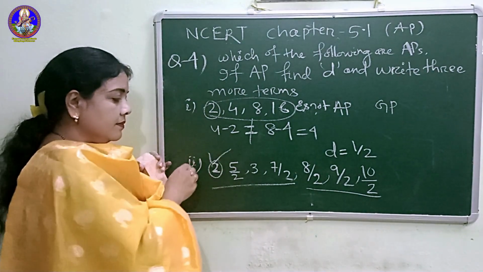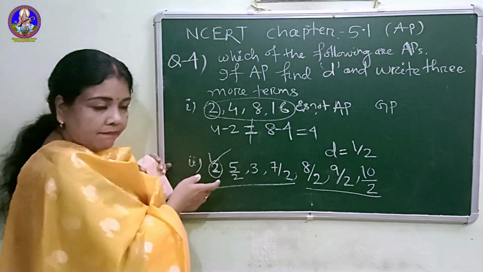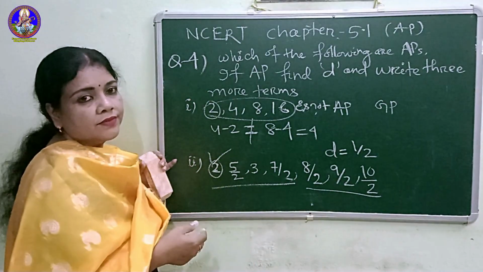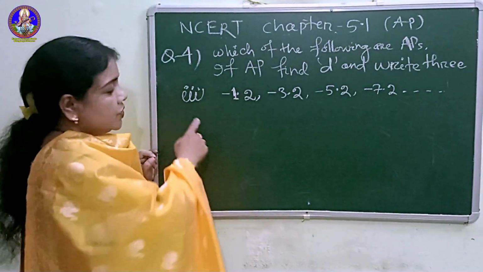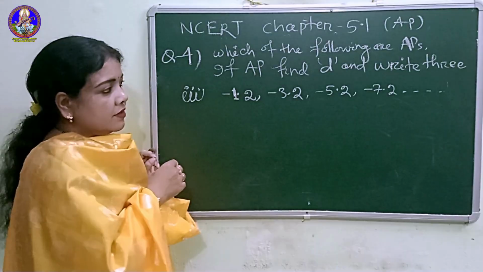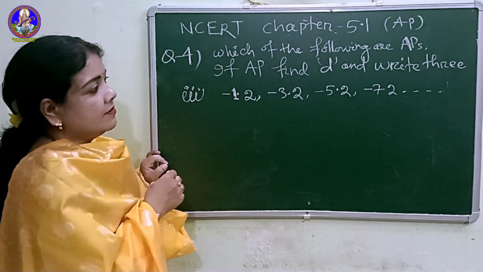Here is the first term, and the consecutive difference is the same. Then after getting the difference, we can find the next 3 terms. Now the next question, number 3, is the sequence given: minus 1 by 2, minus 3 by 2, minus 5 by 2, minus 7 by 2.